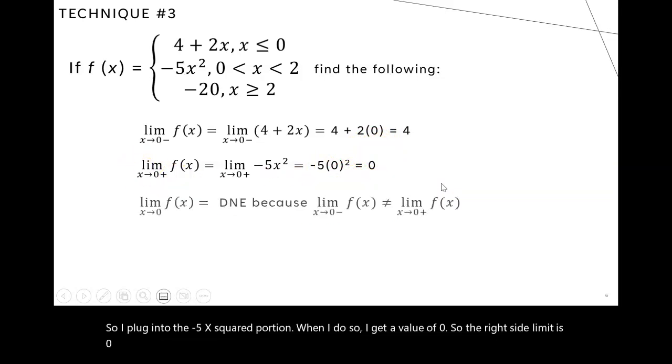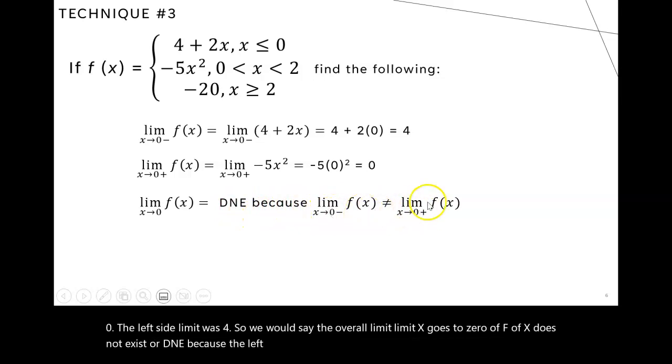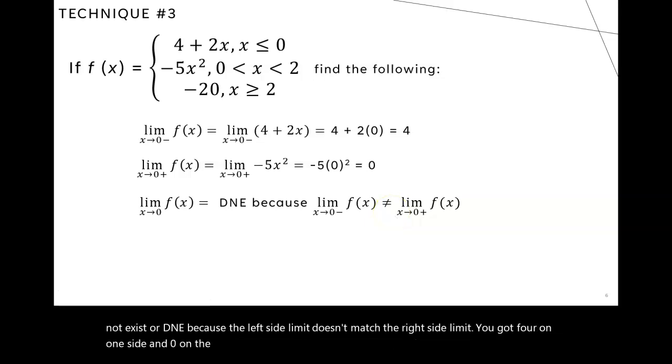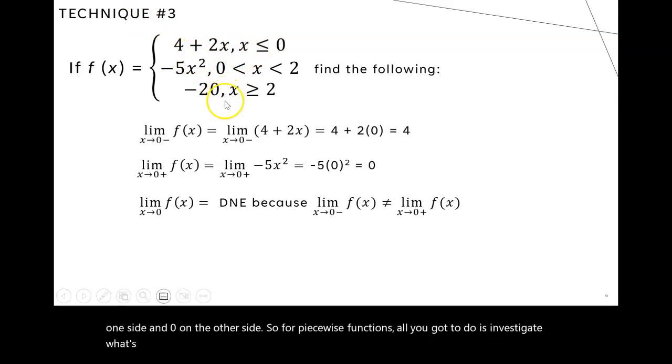The left side limit was 4, so we would say the overall limit, limit as x goes to 0 of f of x, does not exist, or DNE, because the left side limit doesn't match the right side limit. You got 4 on one side and 0 on the other side. So for piecewise functions, all you've got to do is investigate what's happening on the left and the right side pieces.